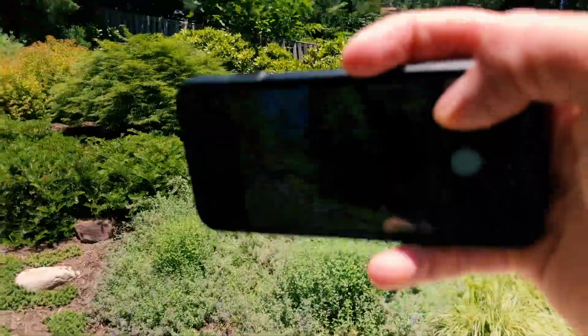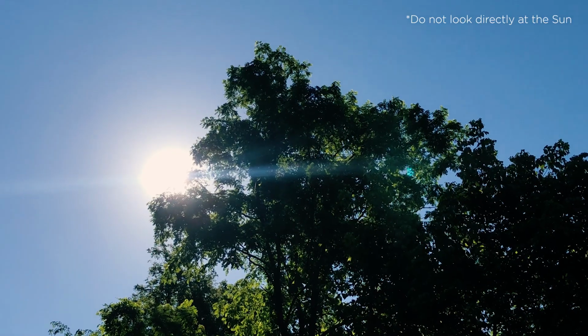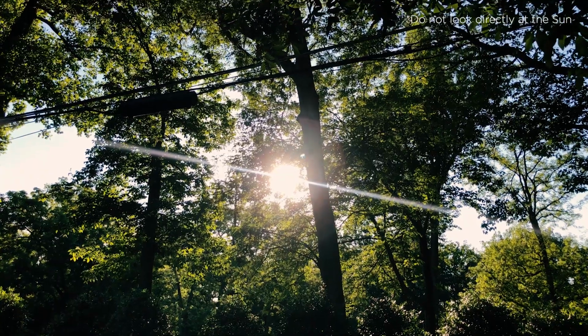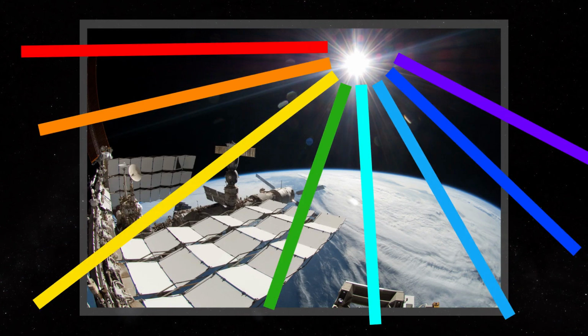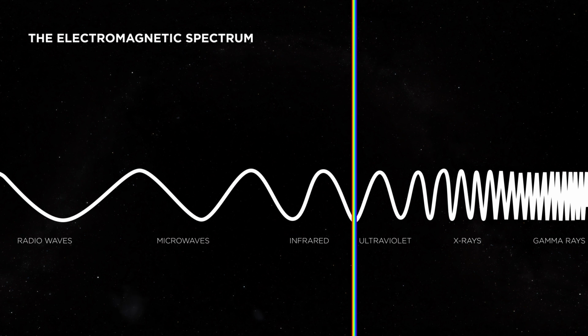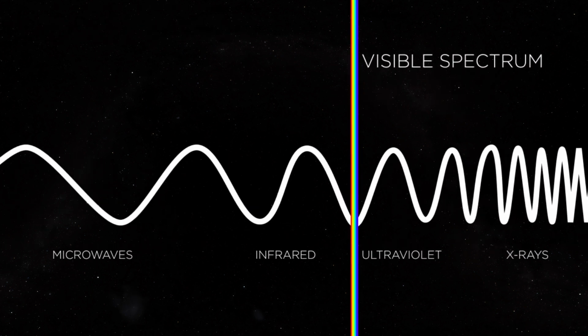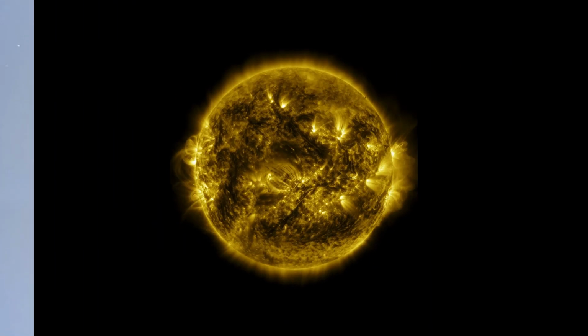When you take a picture of the sky, you might see this: an overexposed, bright white glare that we know as the sun. In photos, the sun appears white because it emits all the colours we can see at once. Our eyes can only see a narrow range of light, known as the visible spectrum. When they combine together, they make white light.